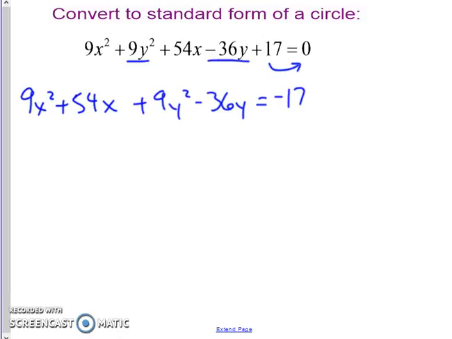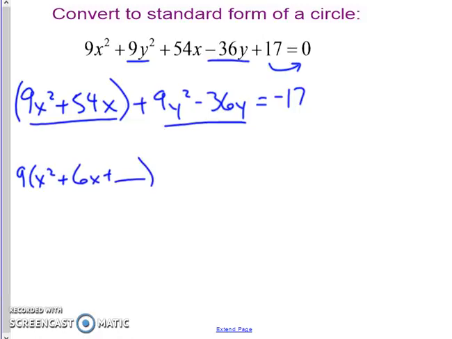So again, I'm going to complete the square of my x's, and I'm going to complete the square of my y's as well. Again, whenever we're completing the square, we need the leading coefficient to simply be 1. There's a couple of different approaches to this. How I like to tackle this is whatever that leading coefficient is, I'm simply going to focus on my x's. I'm going to factor that out of not only my 9x squared, but my 54x when I complete the square.